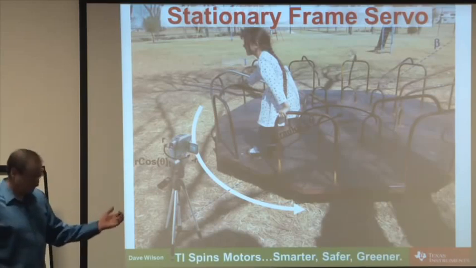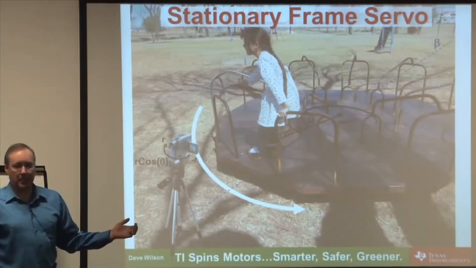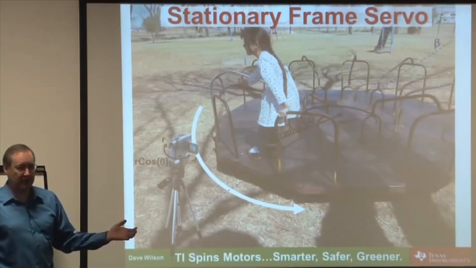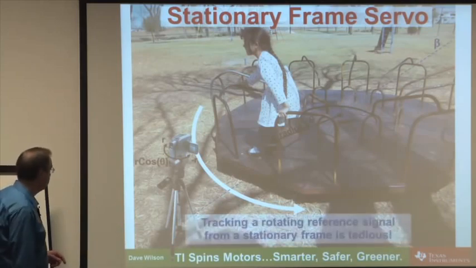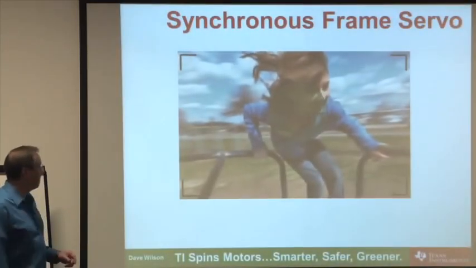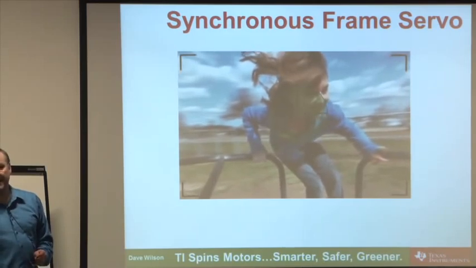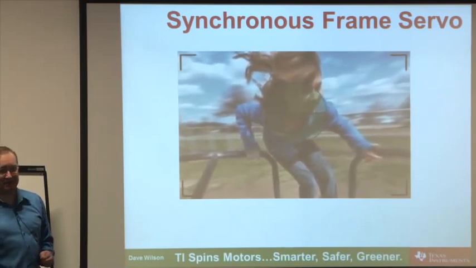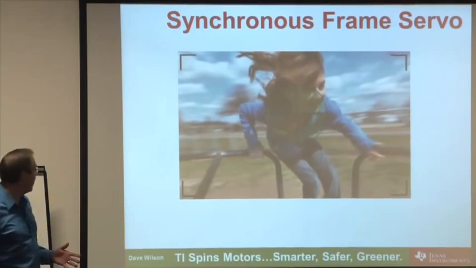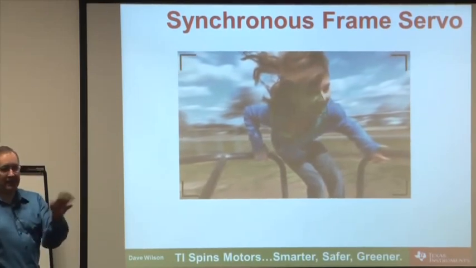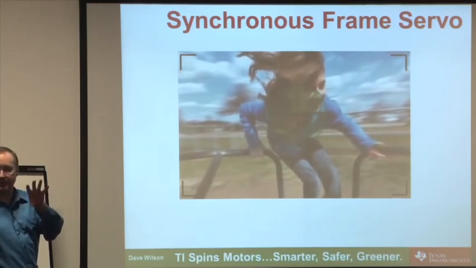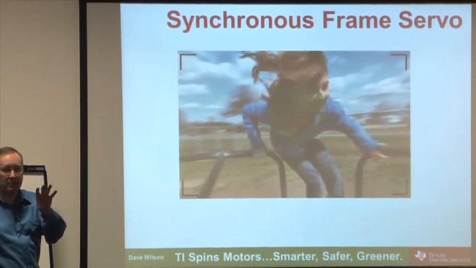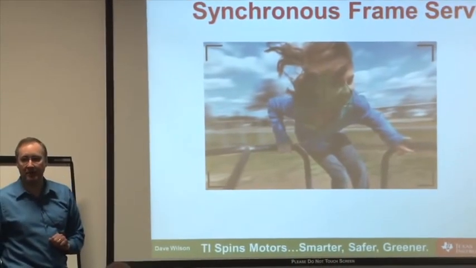Well, all of a sudden, another father shows up with his daughter, and she wants the same thing. Now watch what this other father does. He gets on the merry-go-round with his daughter. Now what does the tracking algorithm look like? It's not a sinusoidal AC problem anymore. It's just pretty much a DC problem. As she's moving, all you have to do is just barely track the variations in her movement.